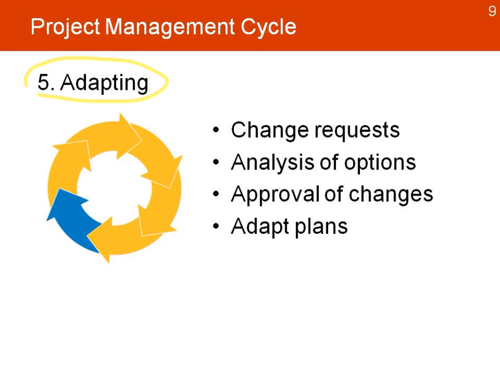It's the phase where we look at change requests. Once we have the information from the monitoring phase, the information helps us look at opportunities to make changes, and those changes need to be analyzed for options. They have to go through a process to approve them and then adapt the plans so that in the next phase we can implement those changes.